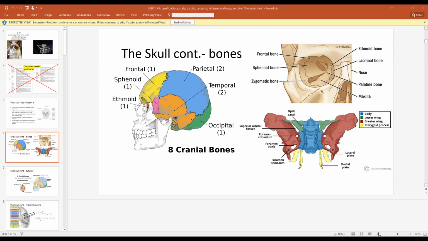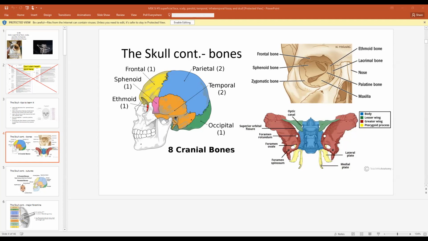So again, here's the skull. 8 big bones. And then this is kind of the funky looking one. I don't know if they did it to us, but I know in past years they've just stuck the sphenoid onto the table and been like, what's this? So recognize that this is actually a bone that traverses from one side to the next.